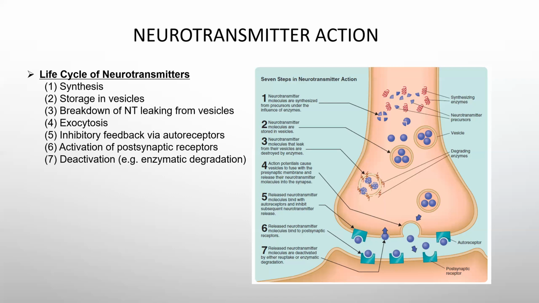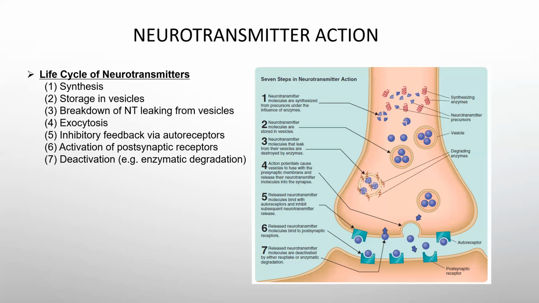And number five, released neurotransmitter molecules bind with autoreceptors and inhibit subsequent neurotransmitter release. The idea here is that there are presynaptic receptor sites, these autoreceptors. If there's too much neurotransmitter out in the synapse, they will find their way back onto an autoreceptor. That tells the presynaptic neuron there is too much neurotransmitter out there. Don't create or release more. Okay, so it's a modulatory process.